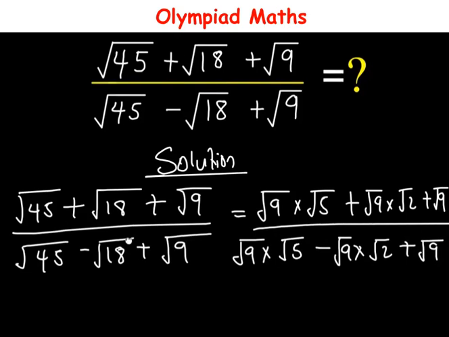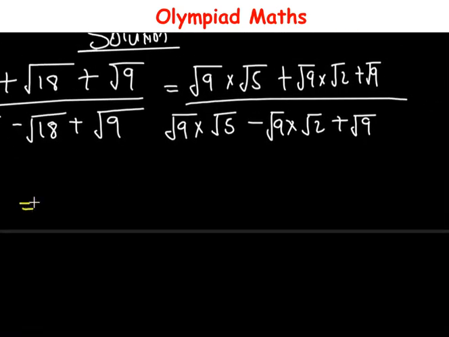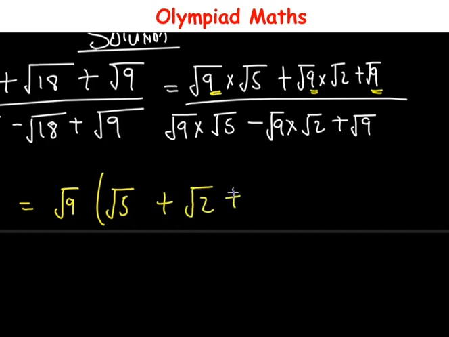Okay, so from here this is then equal to, now looking at the numerator, we have a common factor which is root 9 and root 9. So factorize out root 9, we have root 9 into brackets. If we factorize out root 9 from root 9 times root 5, we are left with root 5, then plus, if we factorize out root 9 from root 9 times root 2, we are left with root 2, plus, if we factorize out root 9 from root 9, we are left with 1, okay?